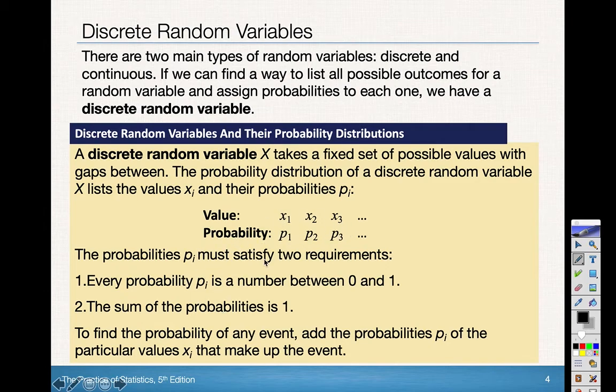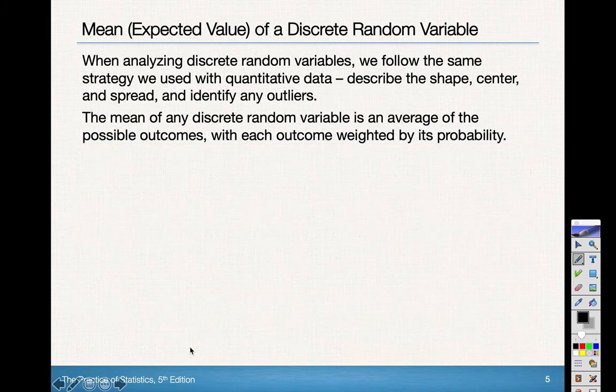Each one of these probabilities, just like Chapter 5, can only be a number between 0 and 1, and the sum of all of the probabilities has to be 1. No missing probability. To find the probability of any event, just add the probabilities of the outcomes in that event. So if I said 0 heads or 1 head, I would look at the 0 heads and the 1 head and add them together. That's what that third thing says to do.